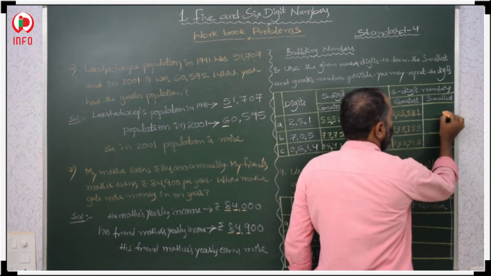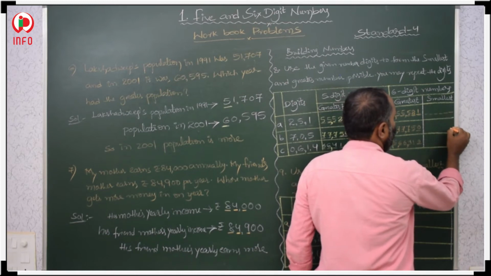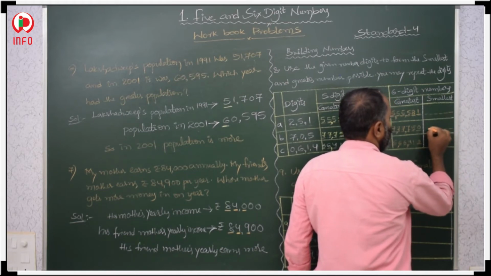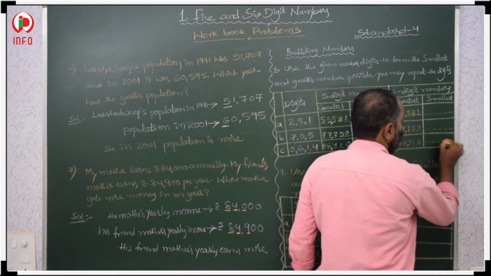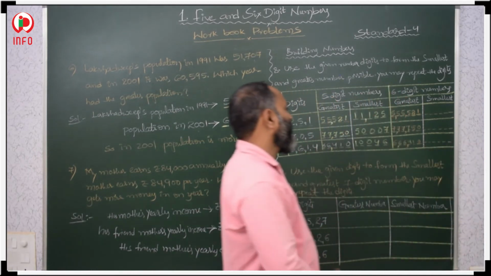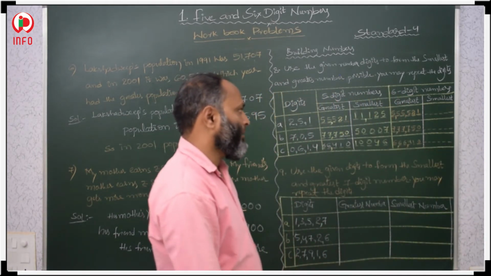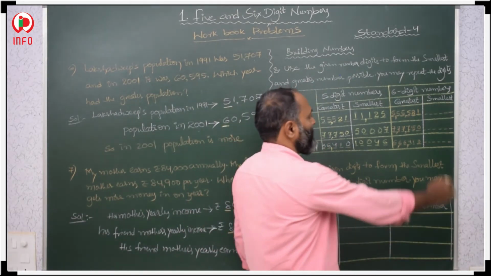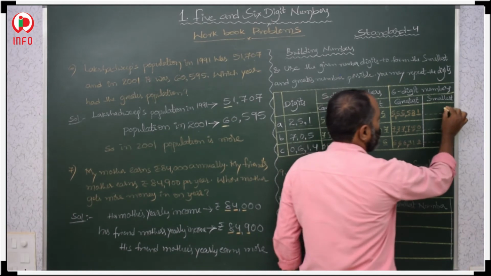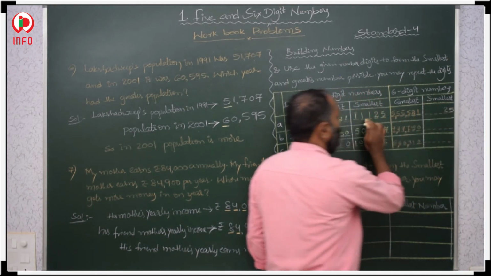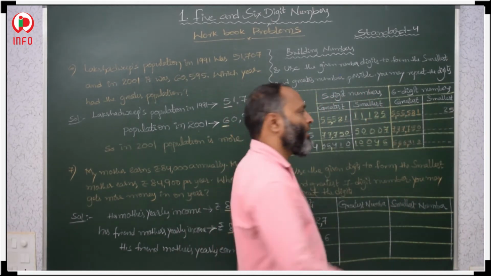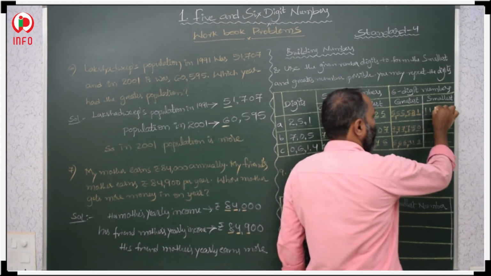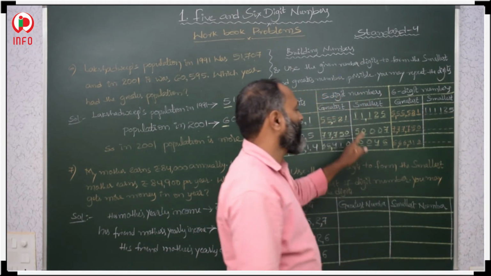Then how to prepare the smallest 6-digit number? First we have to take the bigger numbers here. 2, 5, same way. Here 1 repeats 3 times, here 1 repeats 4 times. 1, 2, 3, 4. And here the smallest number.